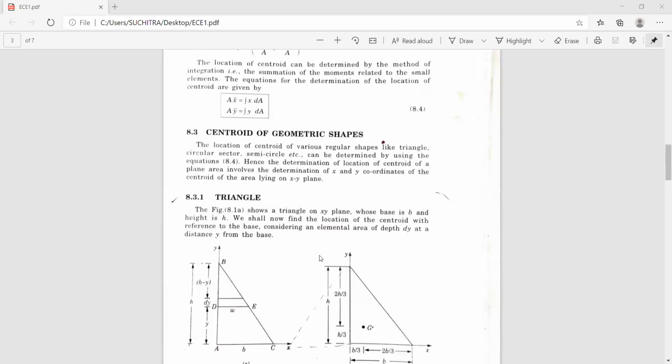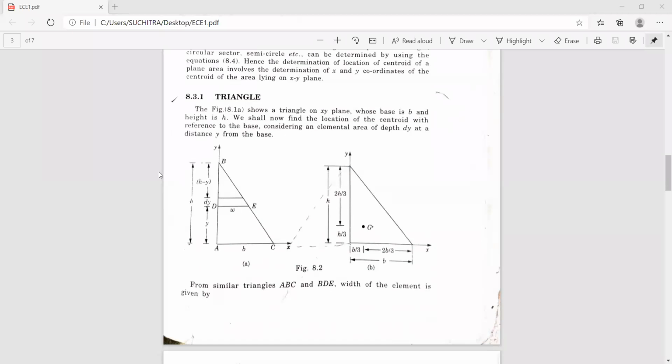In the last class, we discussed how to locate the coordinate distances of a right angle triangle. We considered a right angle triangle ABC on the xy plane, and a small elemental area of width W and depth dy, which is at a distance y from the base, because we are finding the centroidal distance with respect to the base. It is at a distance y from the base and h minus y from the apex. The triangle has base width b and height h.